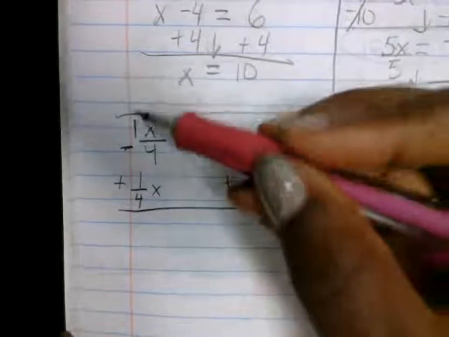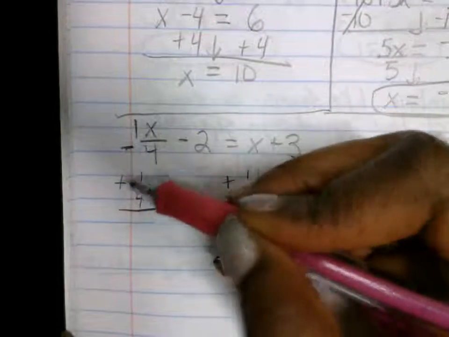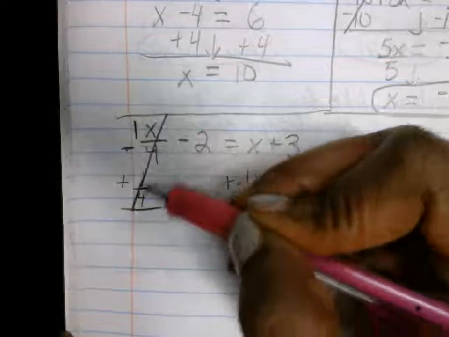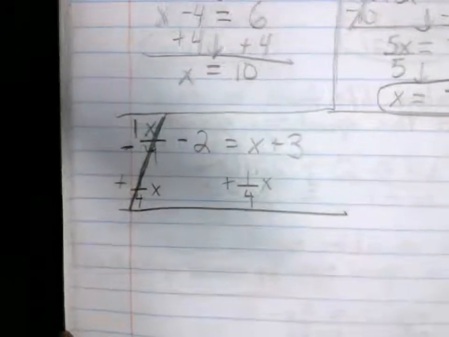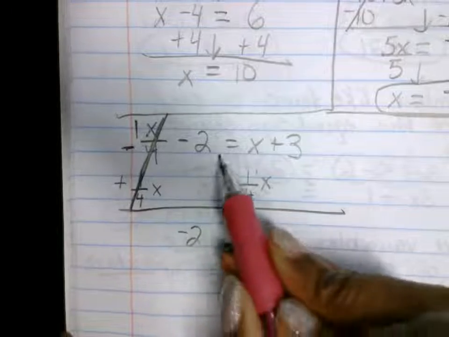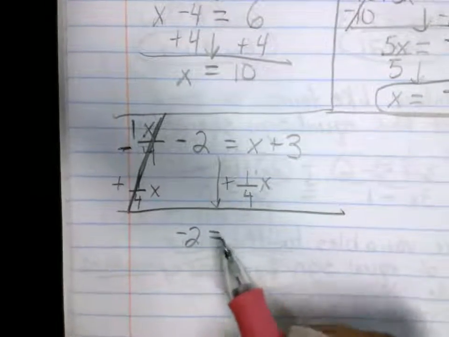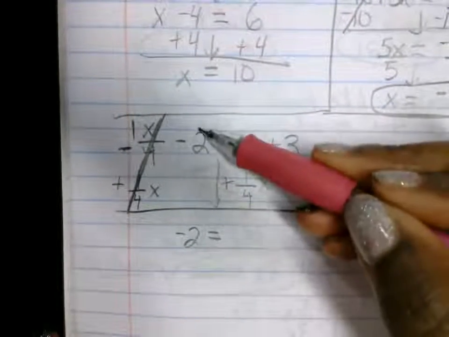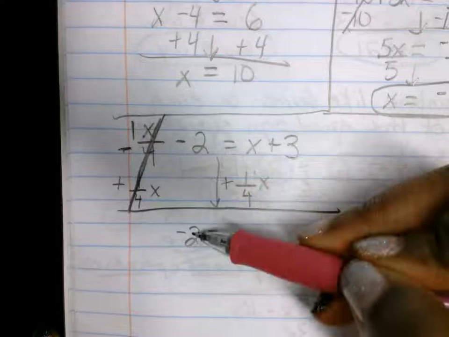When I add a negative 1/4 X plus 1/4 X, this is 0. This is gone. That's 0. And I'm left with negative 2 on this side. Bring down my equal. Any questions about how I get just the negative 2 or minus 2 on this side?